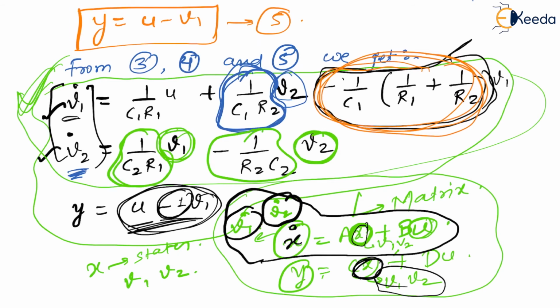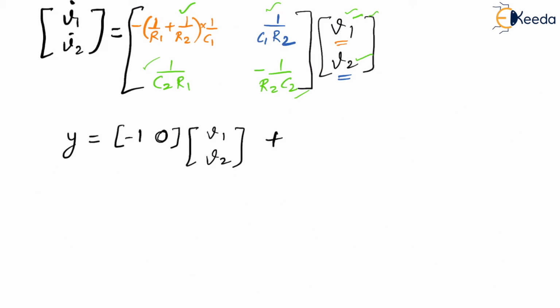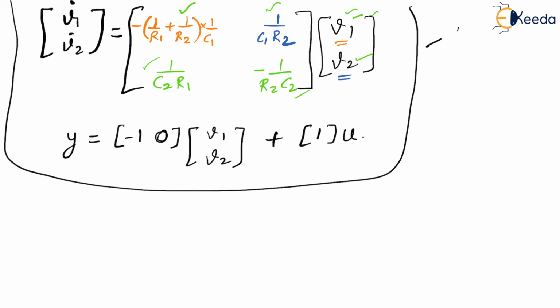Then definitely you have this u, right? So this is going to be plus 1 into u. So this becomes your state space model, which we have derived from an electrical circuit. This particular state space model has been derived.